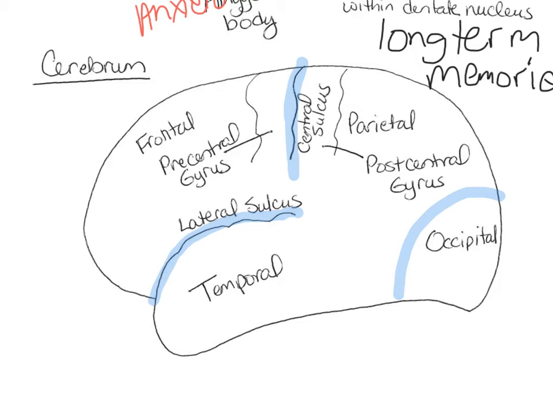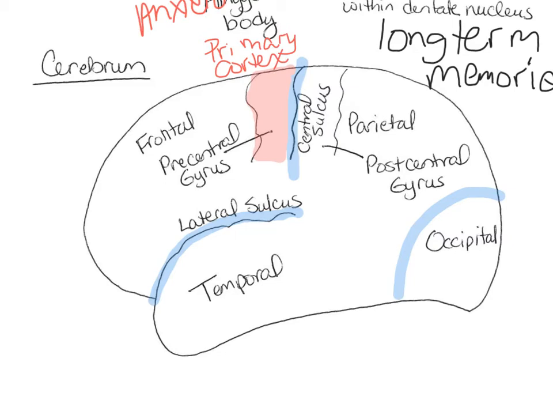Okay, so when we're looking at the sulcus, we can see that there's a gyrus right in front of the central sulcus and a gyrus right behind the central sulcus. The gyrus right in front of the central sulcus is called the precentral gyrus because it's in front of it. That's physically what it is. Functionally, it is the primary motor cortex.